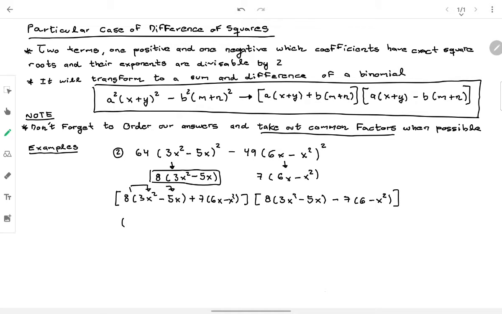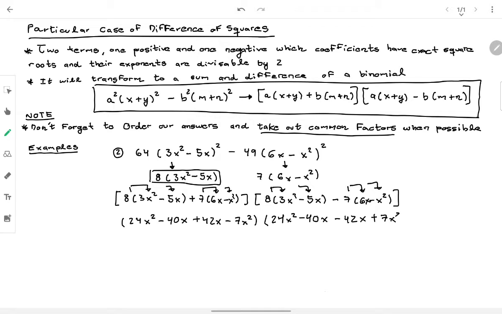So I will get 8 times 3, it's 24, x squared minus 40x plus 42x minus 7x squared. And in the other one, I will get, remember, these numbers multiply every term inside the parentheses. So it's going to be 8 times 3, it's 24x squared minus 40x minus 42x plus 7x squared.